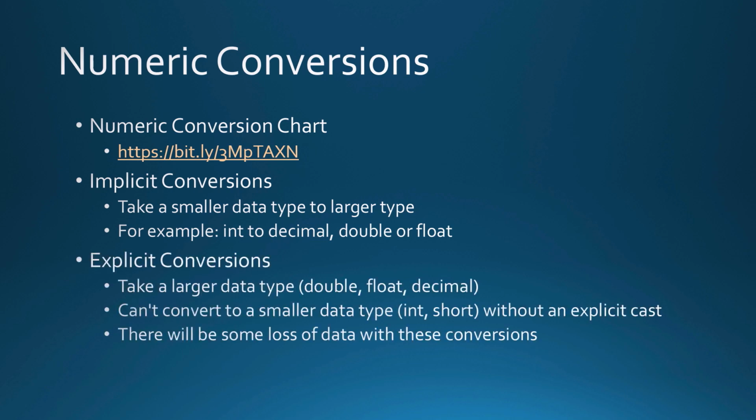An explicit conversion means you're trying to take a larger data type and convert it to a smaller data type. And you can't do that without some sort of explicit cast, which means you need to be explicit about what you're doing, because there will be some loss of data and you need to understand how that explicit cast actually works before you do it. And we're going to see that in this lesson.